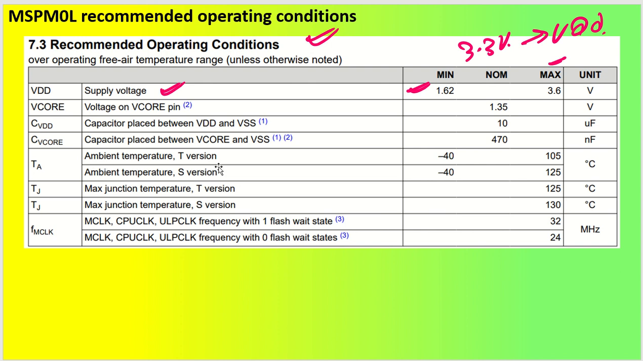We have ambient temperature. If you talk about the T version, then it will work from -40 to 105 degrees centigrade. Okay, and if you talk about the S version, then it will have a slightly extended temperature range, which is going to be -40 to 125 degrees centigrade. Okay, good. We have maximum junction temperature which is 125 degrees centigrade and 130 degrees centigrade for the T and S versions respectively. And the clock, if you see, with one flash wait state, is 32 megahertz. Otherwise, if you want, you can reduce the clocking speed, and it will be up to 24 megahertz.